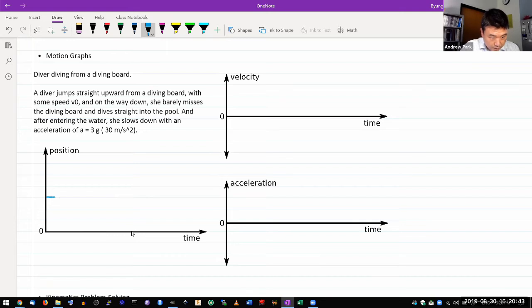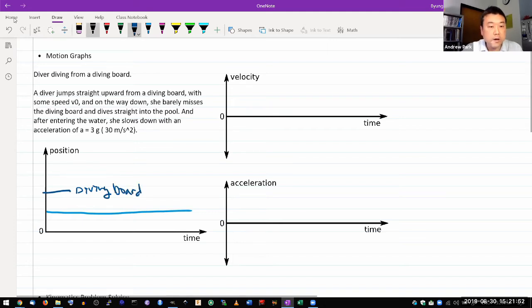Let me draw a reference line for the water level so that at least I know when the diver enters the water or not. Actually, I need to draw two different levels: one for the water level, and a second level for where the diving board is. So let's say the diving board is around here. So this is the diving board.